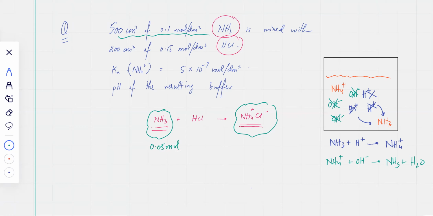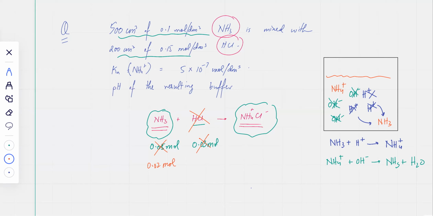Yes, and how many moles of HCl are we adding? 0.03. So we're adding 0.03 moles of HCl. Now NH3 is in excess. So 0.03 is going to completely react. All the HCl would be gone. It's going to react with 0.03. So there would be 0.02 moles of NH3 still left at the end of the reaction. Is this clear? Yes, sir.